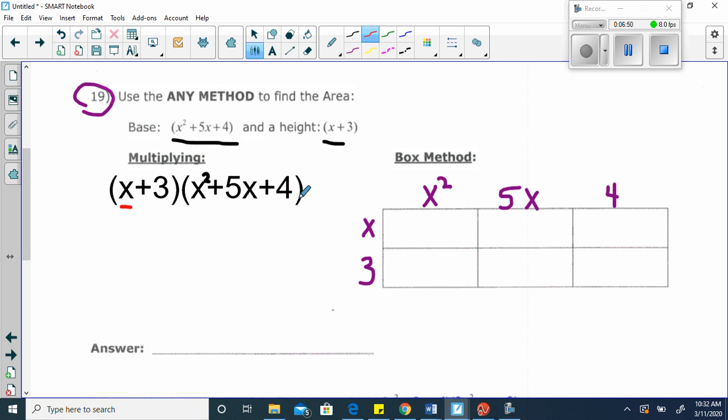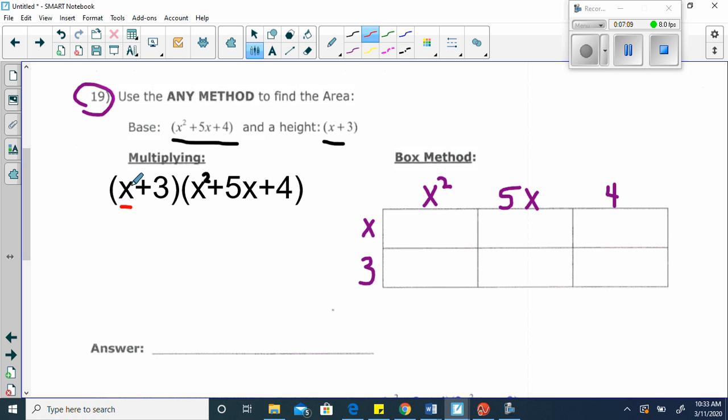All right, I also started to set up my box method over here. So I set my trinomial. I gave each term its own box here and here as well. I will change that to different colors to help us view that as well. Okay, so I'm going to start multiplying by hand, though, just distributing.